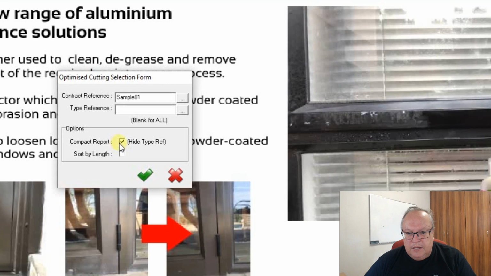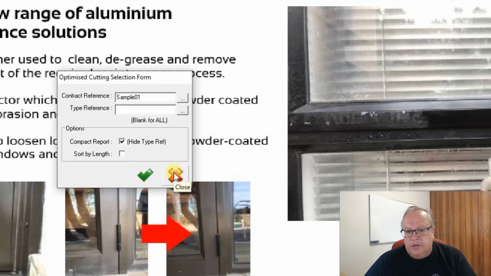On the optimized cutting list, automatically this option here, compact report, is selected. If you turn that off, then it will show you design by design, which makes the optimized cutting list a lot more detailed. And then I can also sort by length. It's just a slightly different sort order, which will change the format of that cutting list for you. It will put all the same sizes together as opposed to keeping length number 1, length number 2 together.